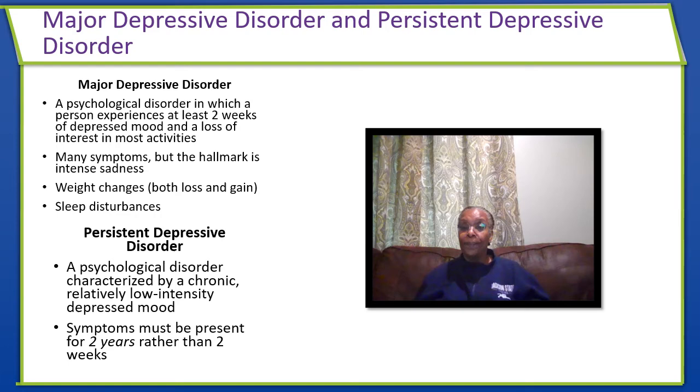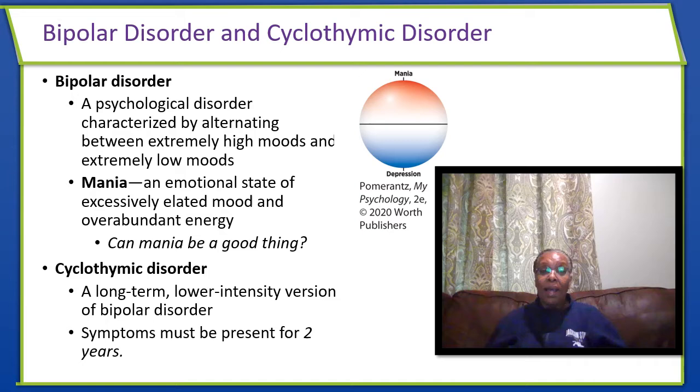So now we're going to look at bipolar disorder and the cyclothymic disorders. Think of it as poles when we're talking about bipolar disorder. A person that has bipolar disorder is going to alternate the poles of mood, that being high times of mania and then very low times of depression. People with bipolar disorder find that the manic episodes are extremely disturbing.